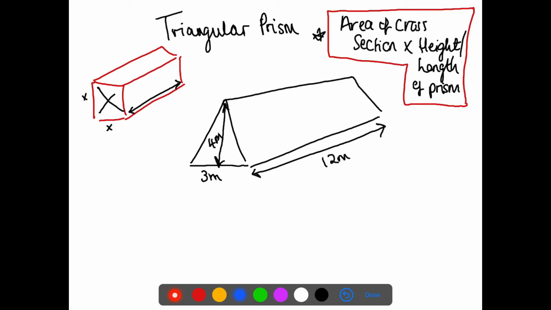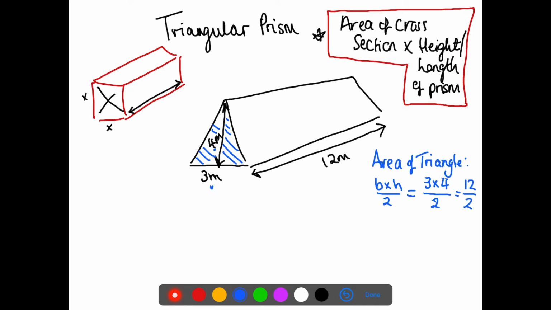this time it's a triangle. And in order to work out the cross section, which would be this bit of the triangle, we need to know how to work out the area of a triangle. So the area of a triangle, we need to do base times height divided by 2. Well, the base is 3 and the height is 4. Okay, and then that's divided by 2. So that leaves us with 12 over 2. 12 over 2 is 6, so I know that that's 6 centimetres squared.